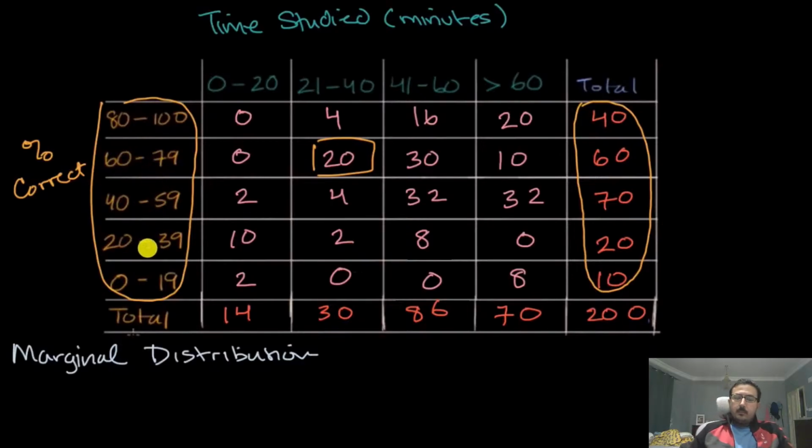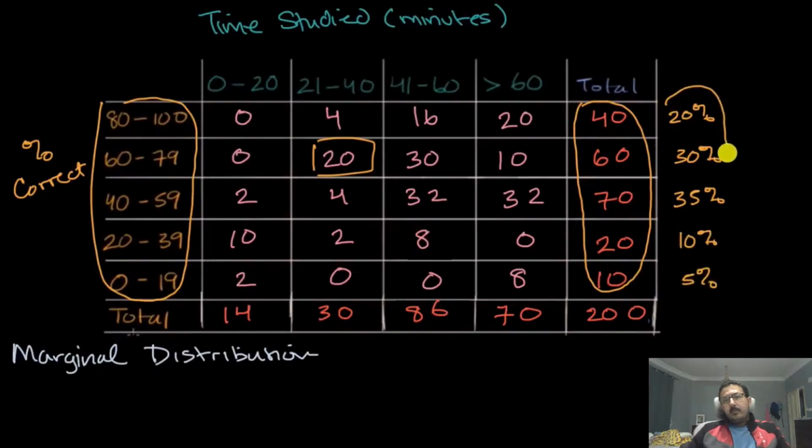Now, a marginal distribution could be represented as counts or as percentages. If you represent it as percentages, you would divide each of these counts by the total, which is 200. So 40 over 200, that would be 20%. 60 out of 200, that'd be 30%. 70 out of 200, that would be 35%. 20 out of 200 is 10%, and 10 out of 200 is 5%. So this, in terms of percentages, gives you the marginal distribution of the percent correct based on these buckets. So you could say 10% got between a 20 and a 39.